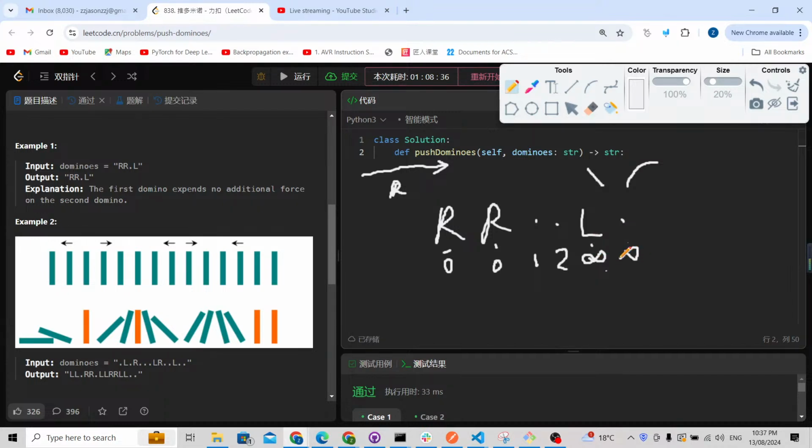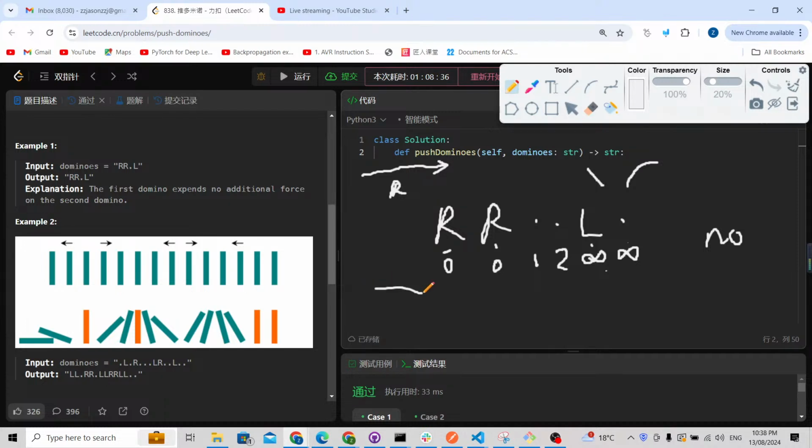So we're going to set it to be infinity, because there will be no influence to this R because there is an L, and of course for this L, the influence from the R is going to be infinity. It means there's nearly no influence.